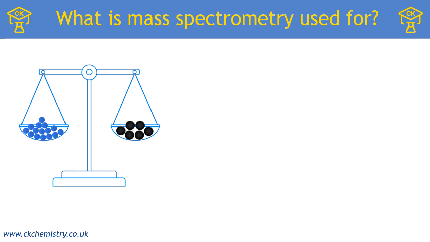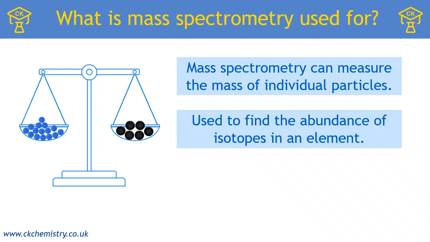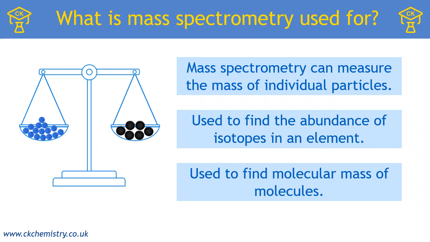Okay, so mass spectrometry is how we find out those masses. Mass spectrometry is a very sensitive technique which can measure the mass of individual particles, sometimes to a very large number of decimal places, which we will look at the end of the video. In the main uses that we need to know, it's used to find the abundance of these isotopes, so relative amounts of these different masses of atoms, and it is used to find the molecular mass of molecules. That is usually used in organic chemistry when we're trying to find the identity of an alkane or an ester or something like that. So I'm not going to focus on that in this video because that will come under our organic chemistry.